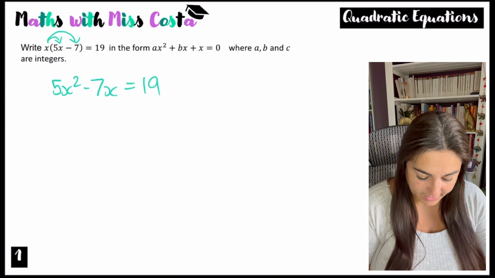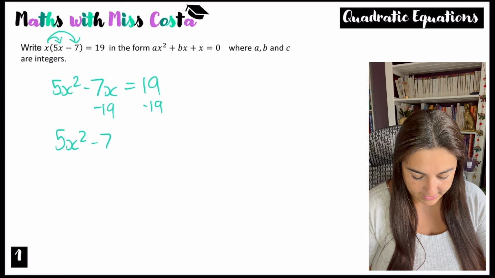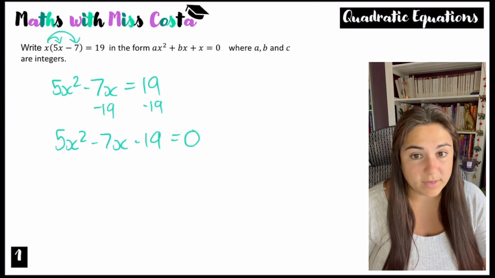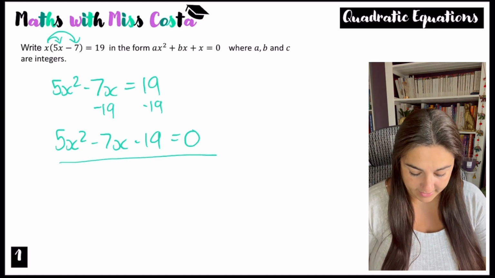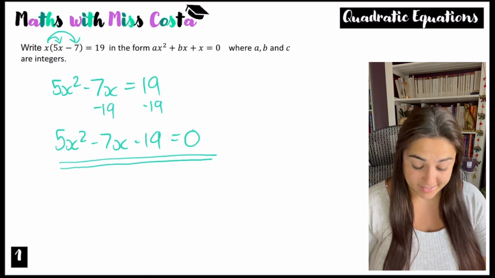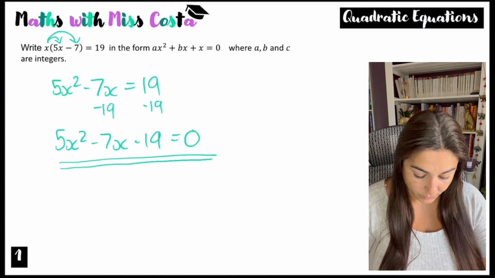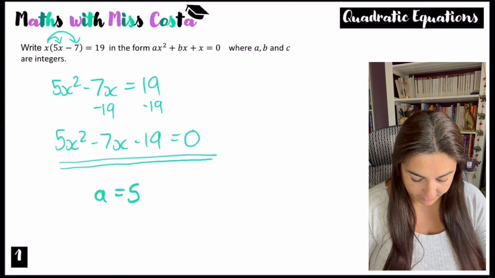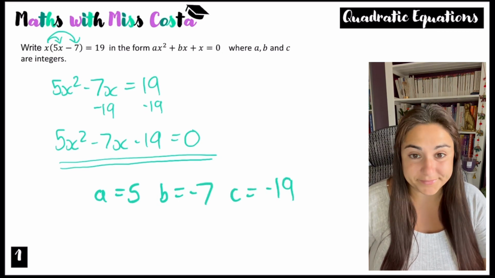All I need to do is subtract 19 from both sides, and then I'm left with a quadratic equation. All it means is write it in the form where blah blah blah equals 0. So you're just rearranging this equation to make it in its quadratic form. And that is all. I might ask you to list the integers. A would be 5, B would be -7, and C would be -19.